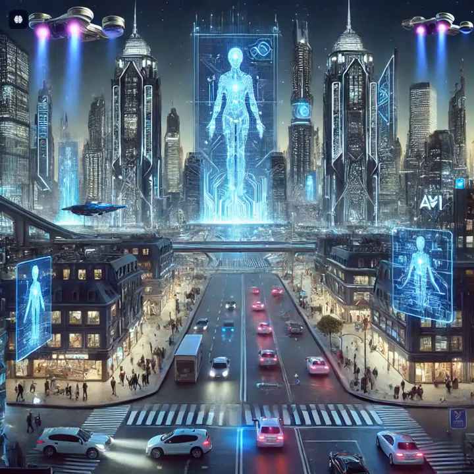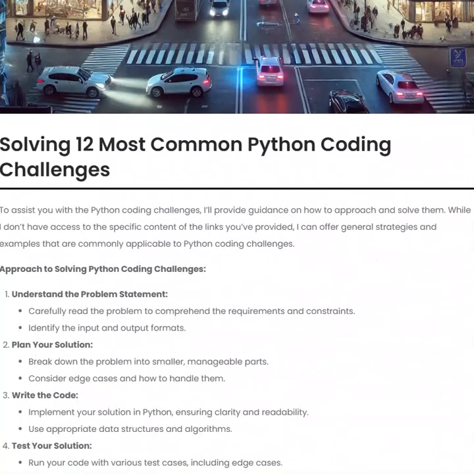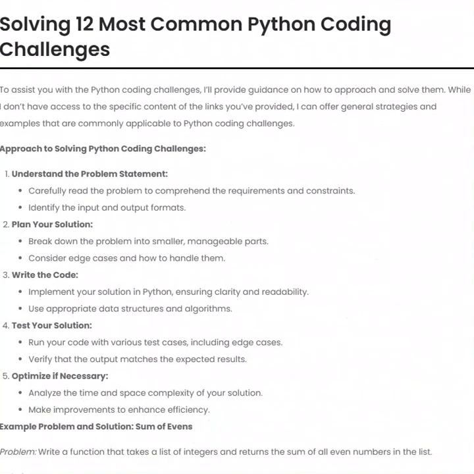Python coding solve. Using this tutorial, you'll solve the 12 most common Python coding challenges. Before the coding challenge, you need to take 5 steps: understand the problem statement, plan your solution, write the code, test your solution, and optimize where needed.